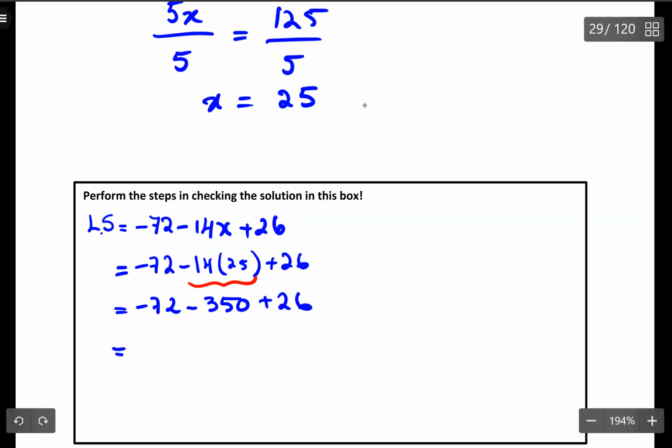So now you can just do all of this from left to right. Using your calculator, punch all of these numbers in. I should have negative 396. Okay, so you leave this for now.